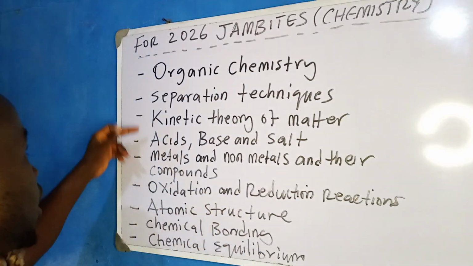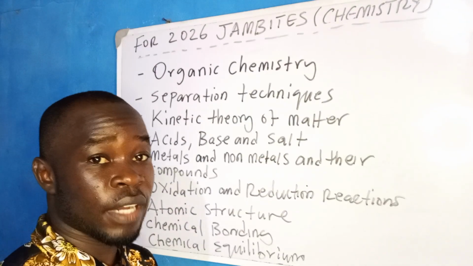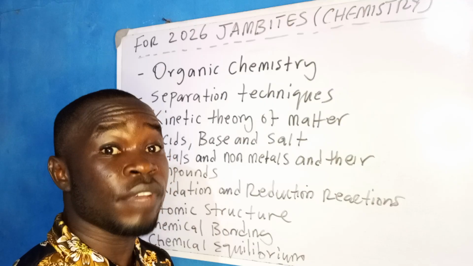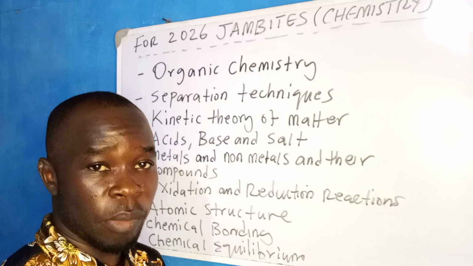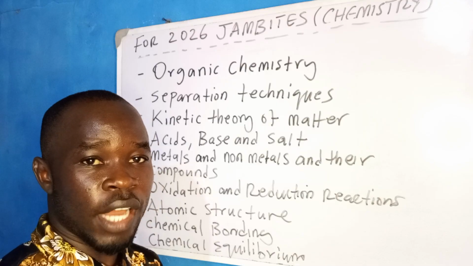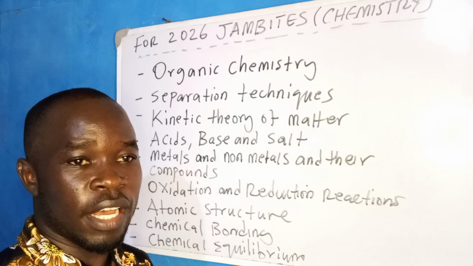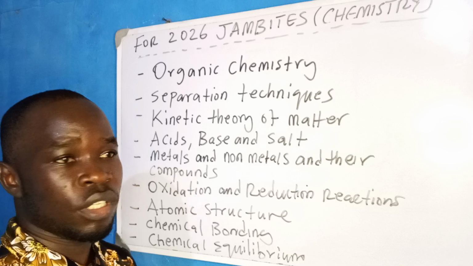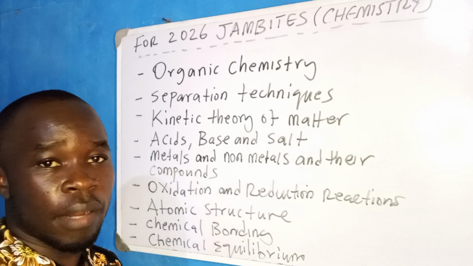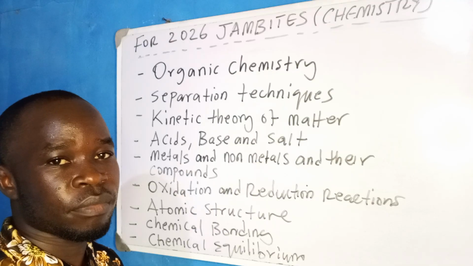Number one here is organic chemistry. Read organic chemistry very well. Know the isomers, know the functional groups, the aliphatic, know the aromatic hydrocarbons, and read about hybridization of organic compounds. So just read organic chemistry very well.